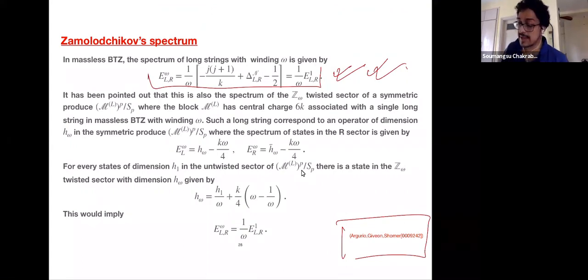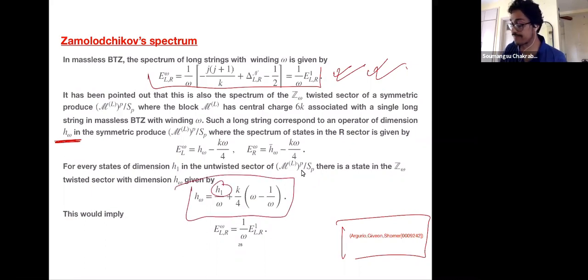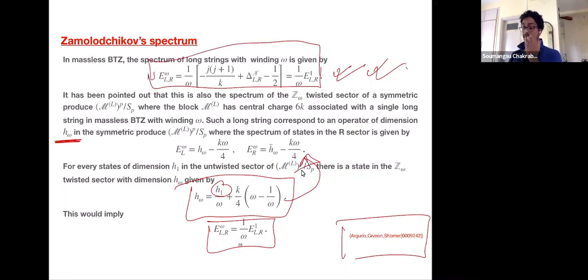Such a long string is an operator in the space-time theory with dimension h of w, and this h of w is related to the dimension of the untwisted operator h1 in this particular way. Once you put it here, you will see that the energy of the Z_w twisted sector is exactly given by the same form that you obtain in massless BTZ.